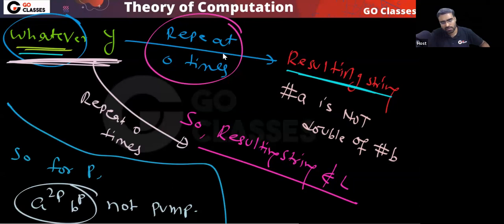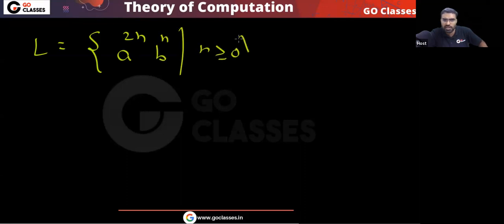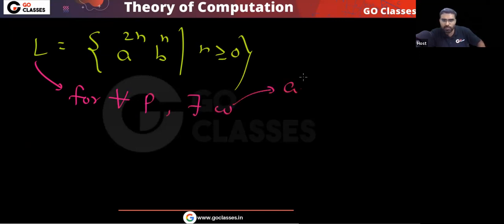Okay, this string will say I will not pump. If this string is not pumping for any P, what can you say about the original language? This is your original language. For all P, there exists a W. Which is that W? That is A power 2P, B power P. So for all P, there exists a W that does not pump.